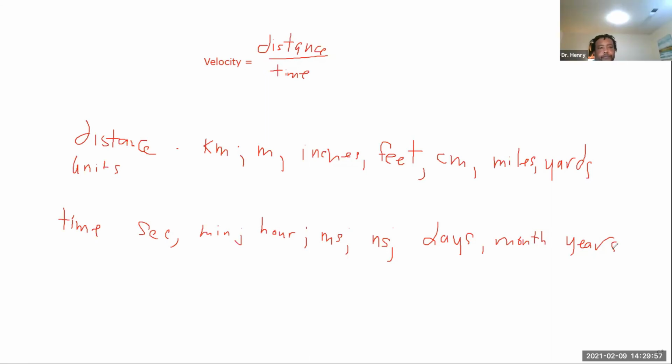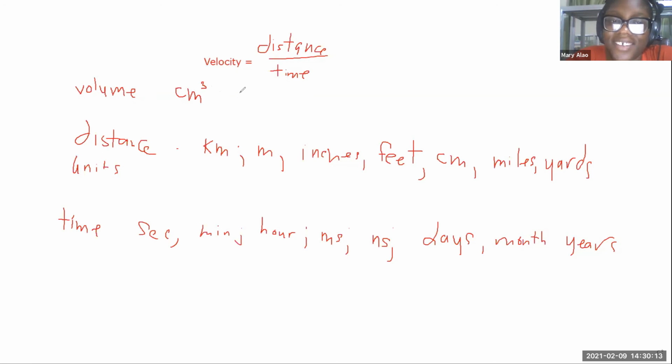How about volumes? Centimeters cubed, meters cubed, feet cubed.